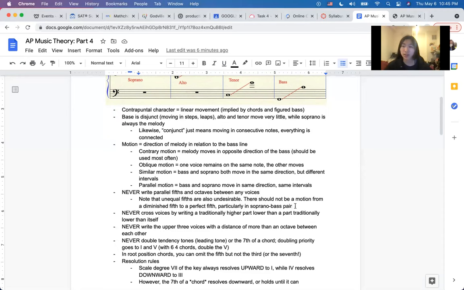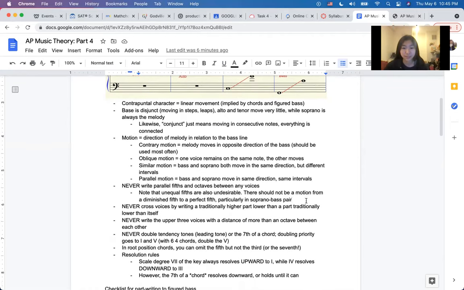It's fairly obvious if it were to be played, but since you can't play it when you're composing, you want to run through it in your head and look at it very carefully to make sure you don't have any parallel fifths and octaves in there. That's something that many people lose points on, so be sure to check your work and avoid that.